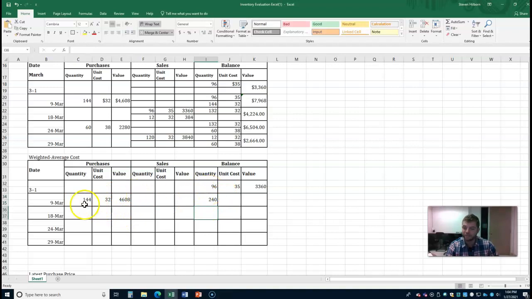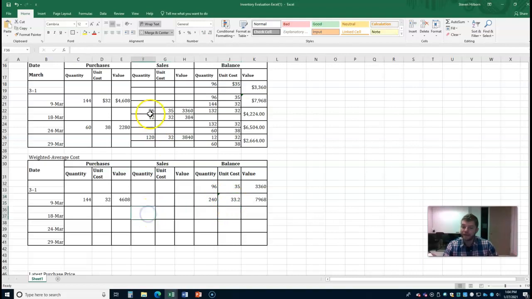So we have 96 plus the 144, gives us 240. Add up the valuation of those purchases, $7,968, and then take the total value divided by the total amount of units. We spent $33.20 each on average for all of those bottles of wine.